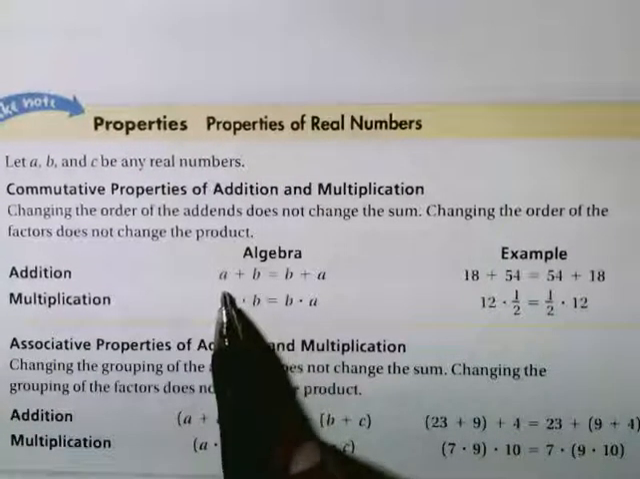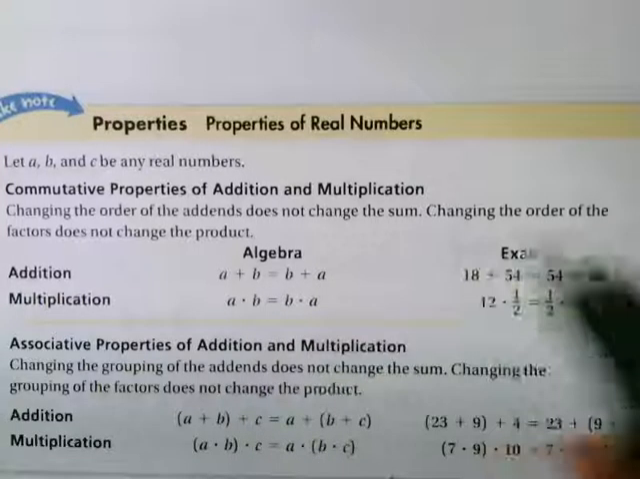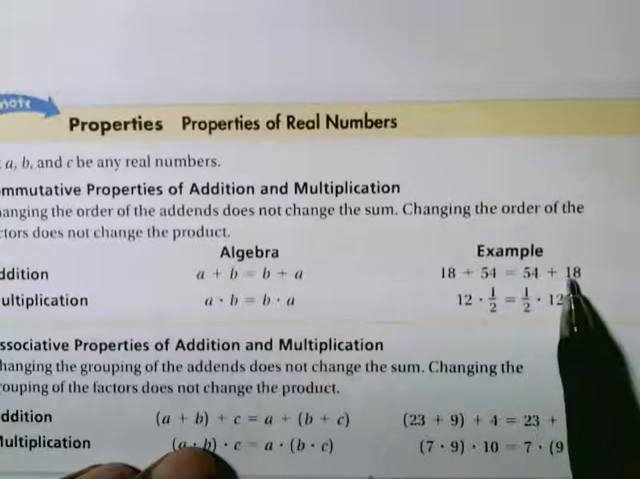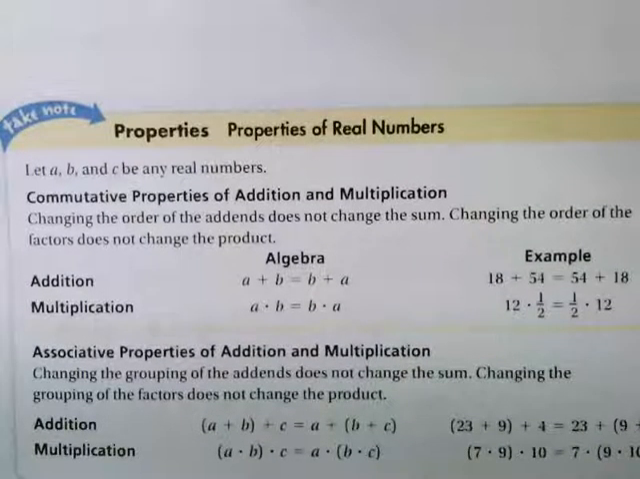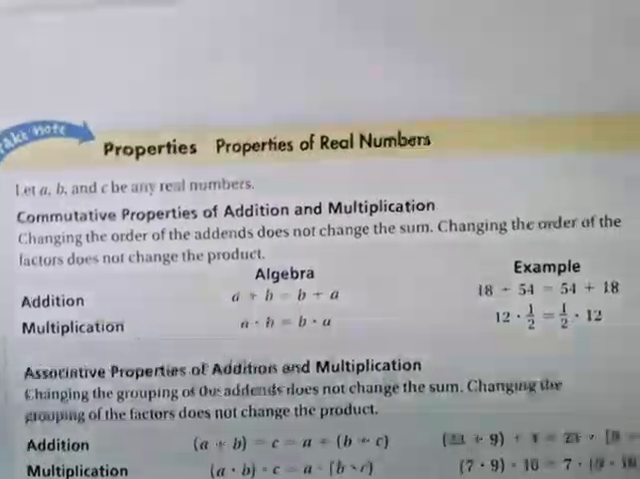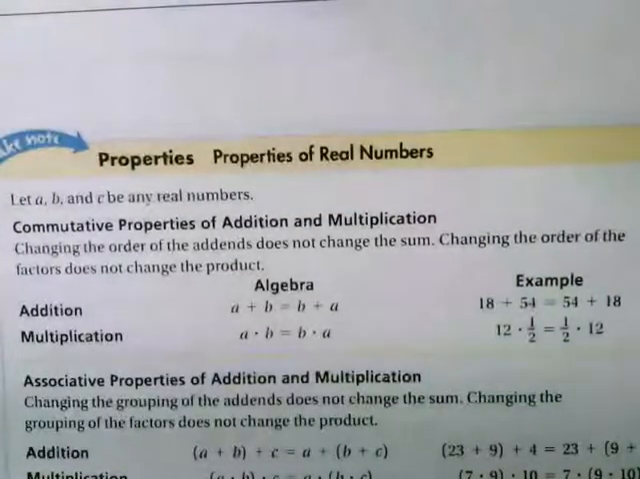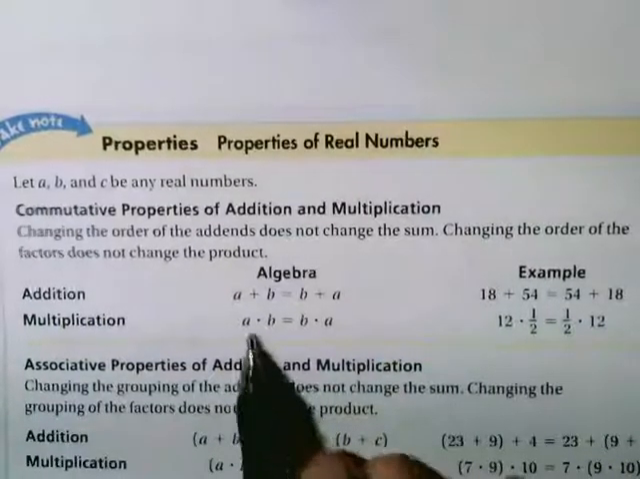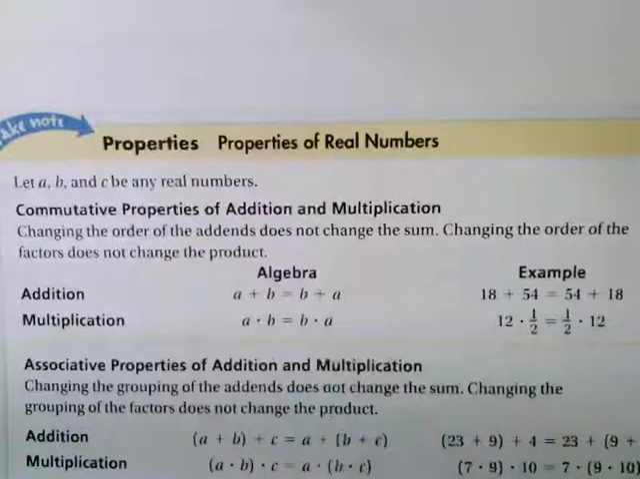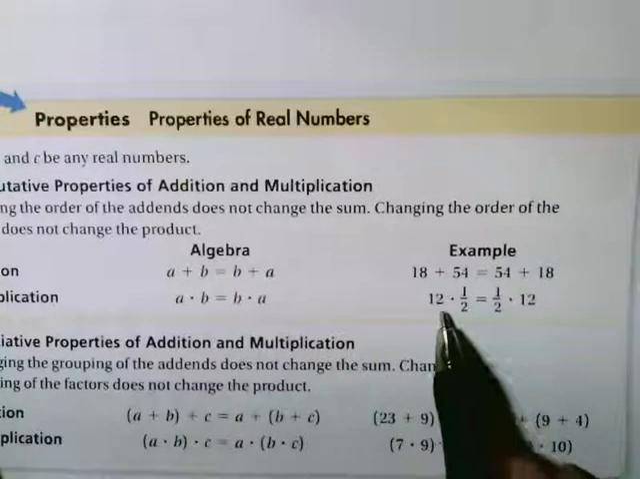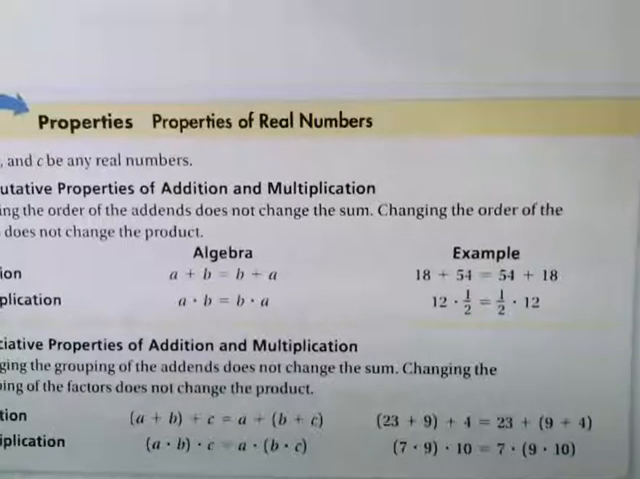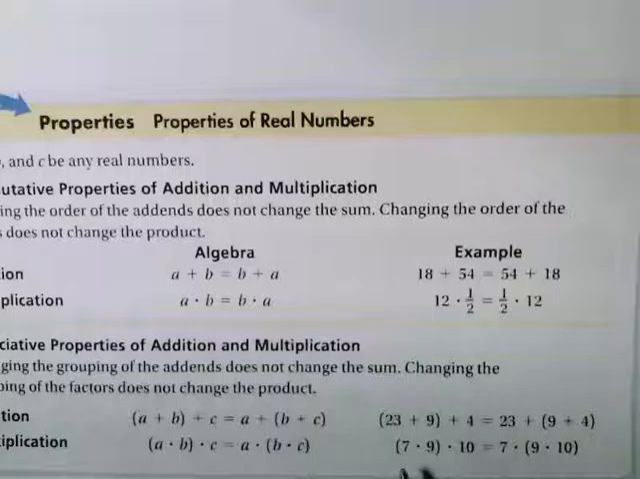So for addition, a plus b is the same as b plus a. An example I gave here was 18 plus 54 is the same as 54 plus 18. And if you did the math, you know that is true, right? And the same thing works for multiplication. a times b is the same as b times a. And then another example here is 12 times a half, which is 6. It's the same as a half times 12, which is 6. So once again, it doesn't matter which I do first.